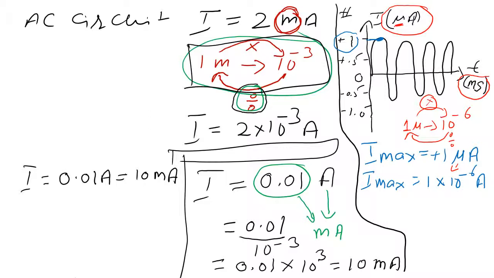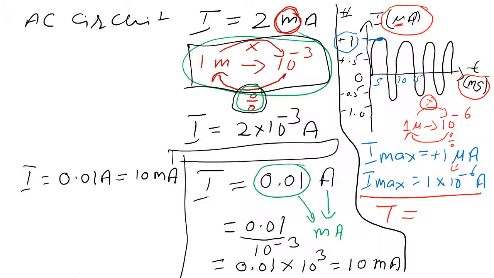But sometimes, on the same AC diagram, because there is a time axis also, the question can ask what is the time period of this AC wave. Suppose I give some numbers here: this is 5, this is 10, this is 15, and so on. So here the question may say find the time period. What is the time period of the AC current?